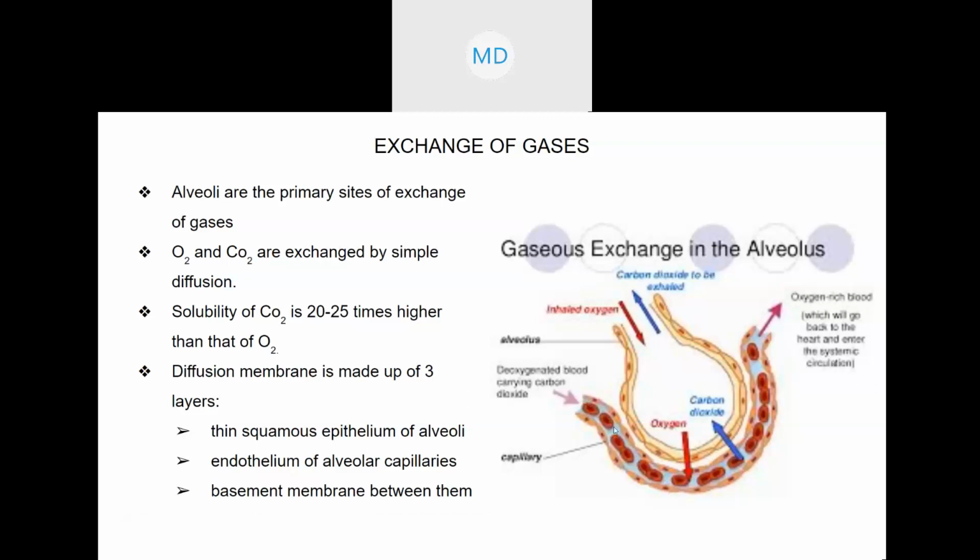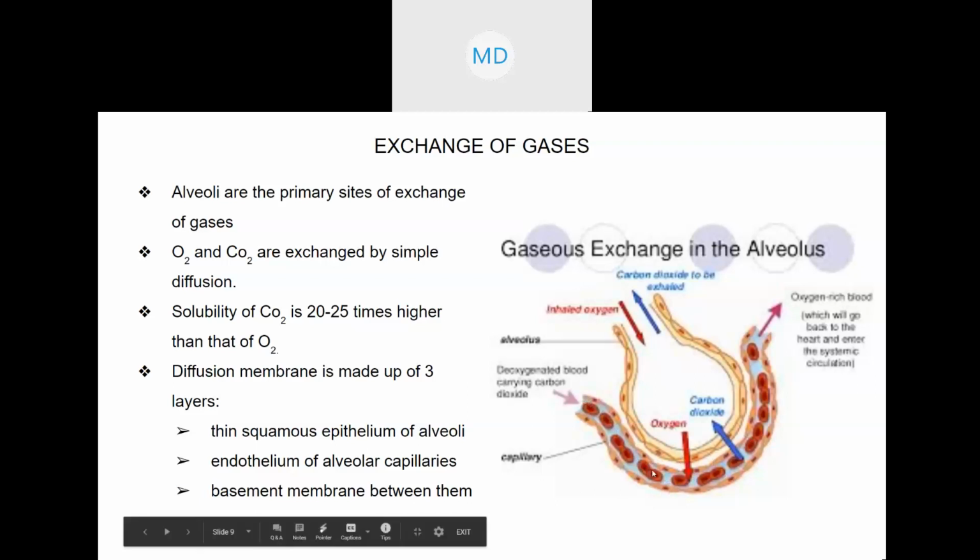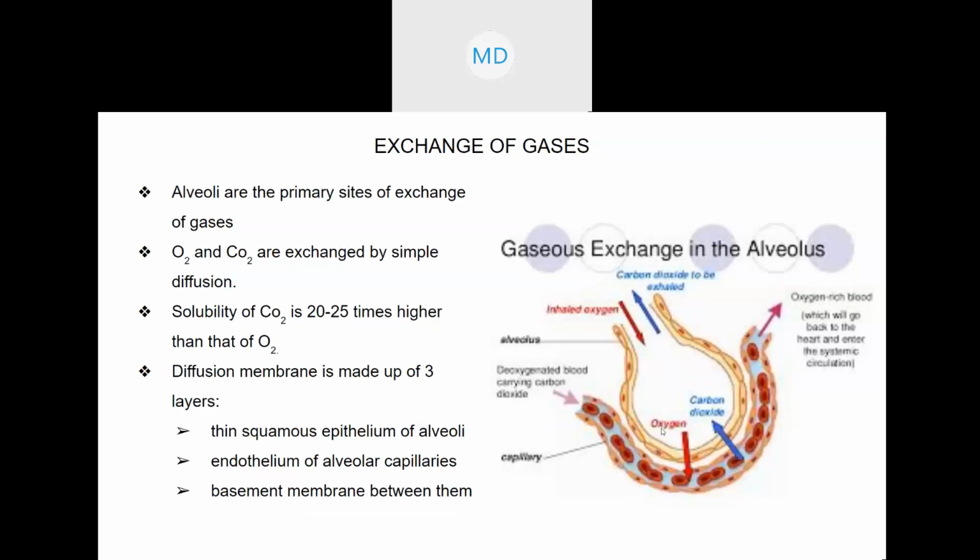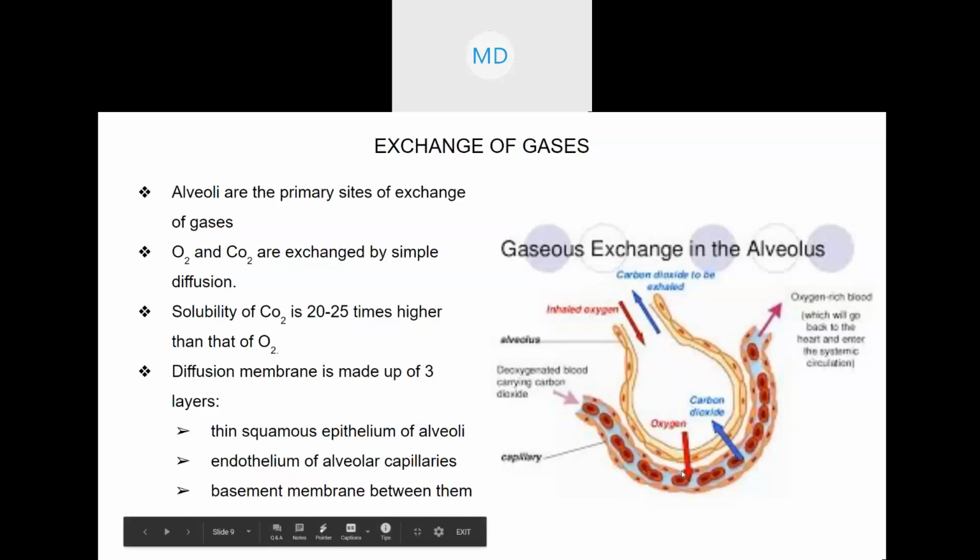The deoxygenated blood came from this side. The deoxygenated blood is full of carbon dioxide. Carbon dioxide is diffused through this membrane, and got inside the alveolus. Then oxygen from the alveolus, that is from the inhaled air which contains oxygen, will diffuse to the outside and combine with the hemoglobin molecules in the red blood cells, and they will again flow here.